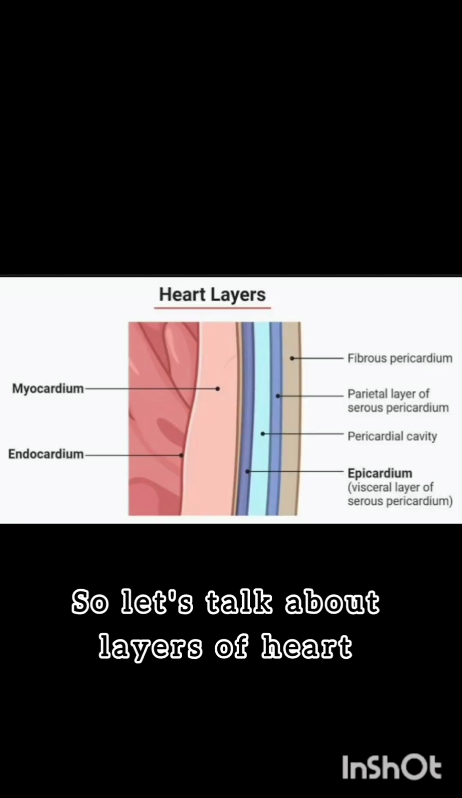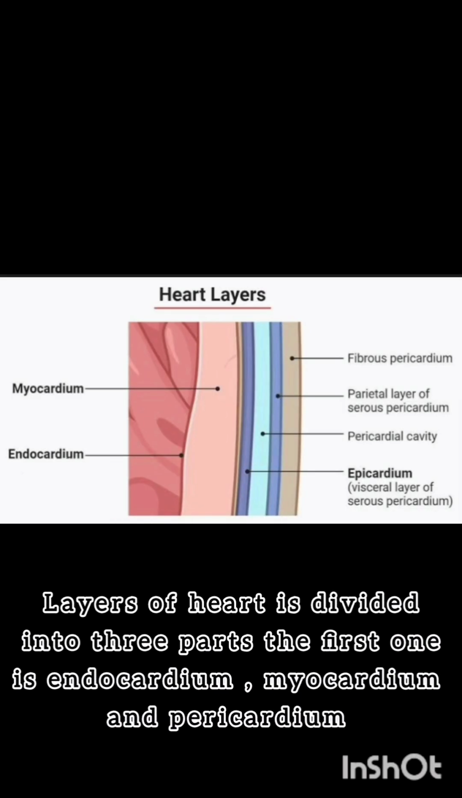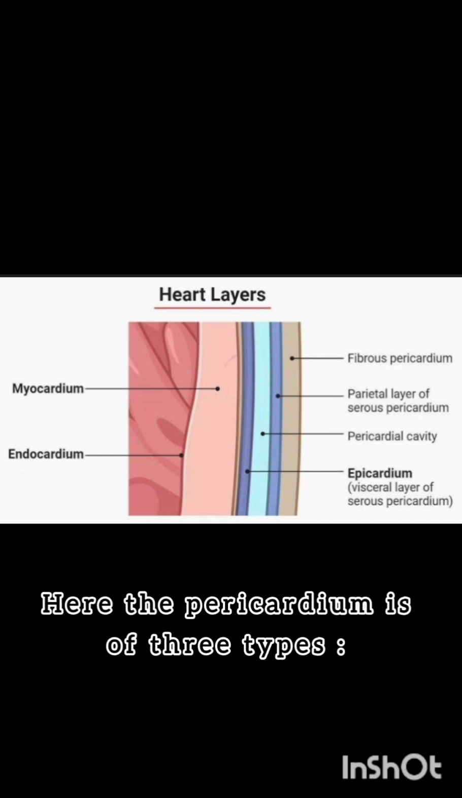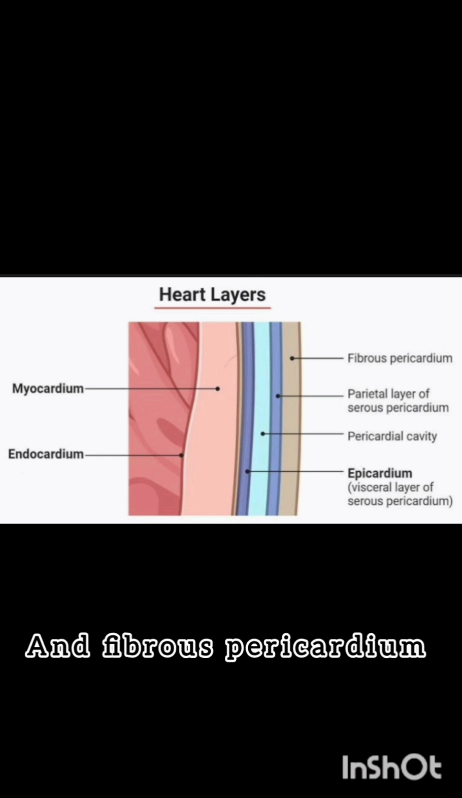About the layers of the heart. The layers of the heart are divided into three parts: the endocardium, myocardium, and pericardium. Here the pericardium is of three types: visceral, parietal, and fibrous pericardium.